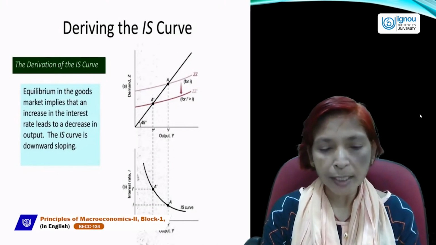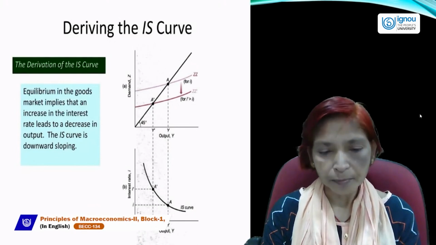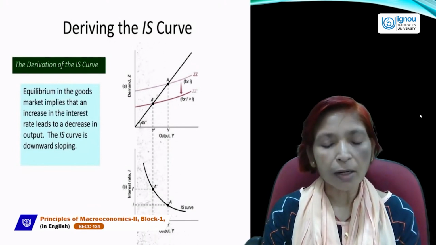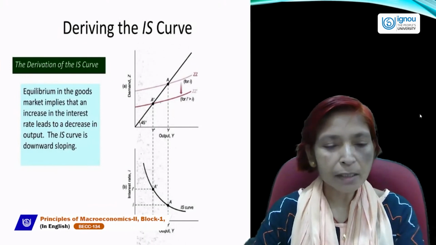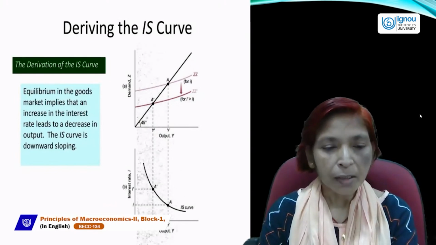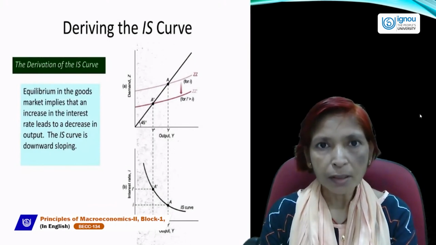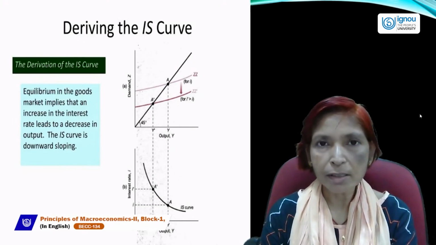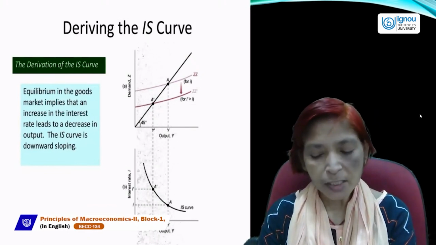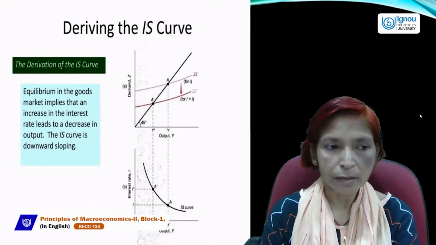And we get 2 points, A dash and A. If we join these 2 points, then we will get the IS curve, which is always a downward sloping or negatively sloped curve, representing the inverse relationship between interest rate and the level of income. Because if interest rate increases, then investment will fall, production will fall, employment will fall, and income will also fall. So at a high rate of interest, income will be less, and at a low rate of interest, income will be high. That's why the IS curve is always a downward sloping curve from left to right.